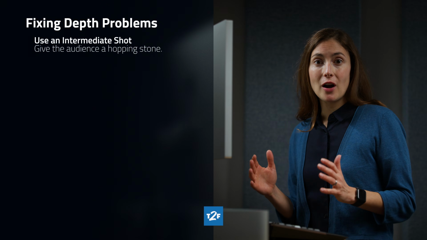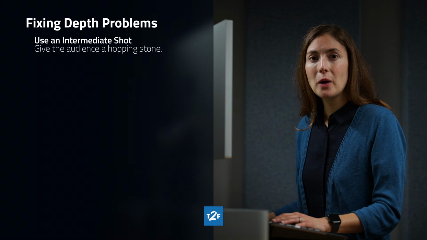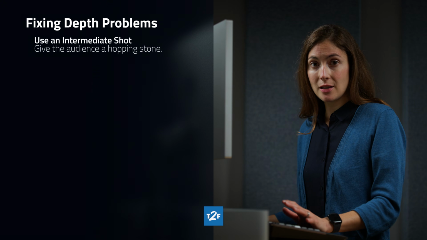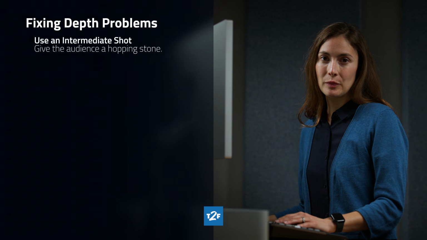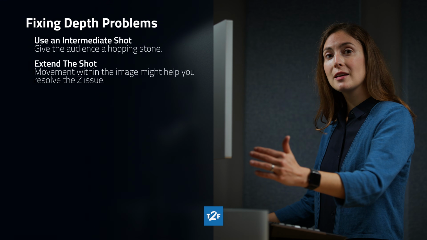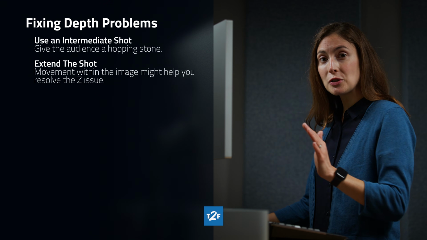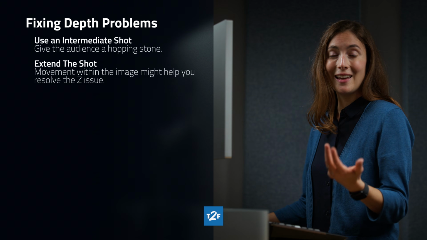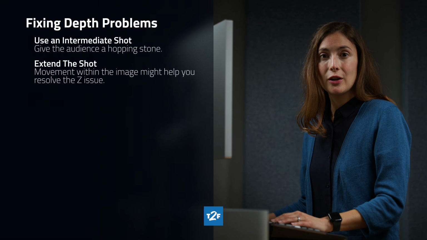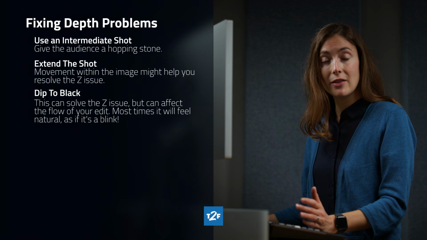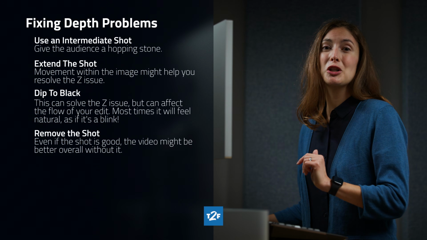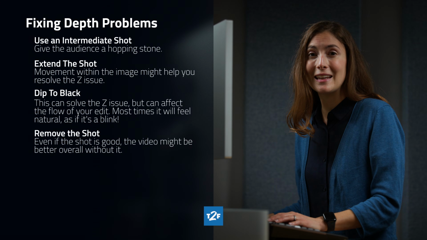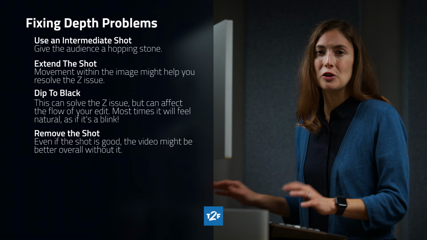When cutting from far to near or vice versa, can you add an in-between shot that provides the audience a little hopping stone so they don't have to make the jump in one? Perhaps if you extend a shot, the subject might walk or move closer or further away, again, helping to bridge that gap. You could try a dip to black rather than a hard cut, or you can just avoid the shot completely. And actually, we're going to go with that option in our edit, as we felt this sequence wasn't the strongest.